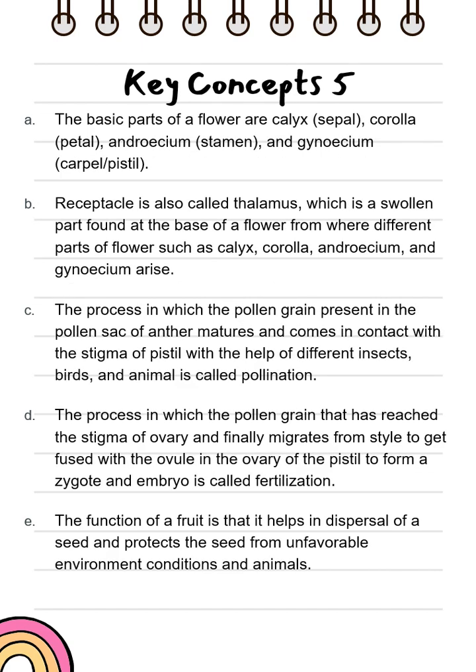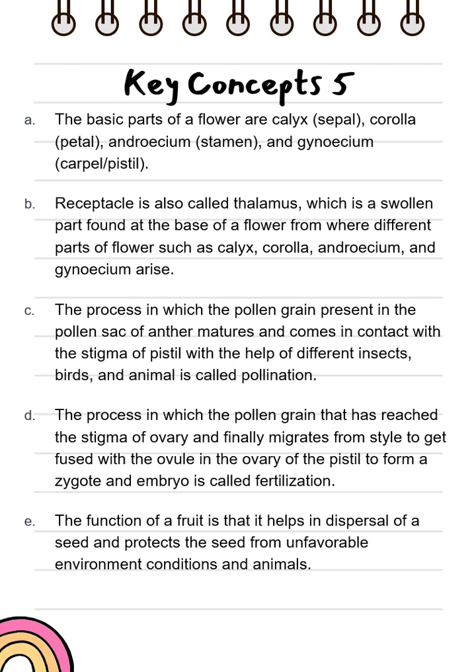Key concepts 5. The basic parts of a flower are calyx, corolla, androecium, and gynoecium. Receptacle is also called thalamus, which is a swollen part found at the base of a flower from where different parts of flower such as calyx, corolla, androecium, and gynoecium arise.